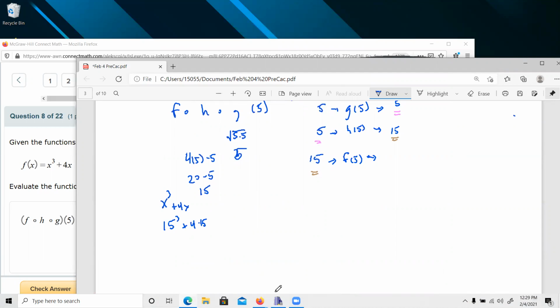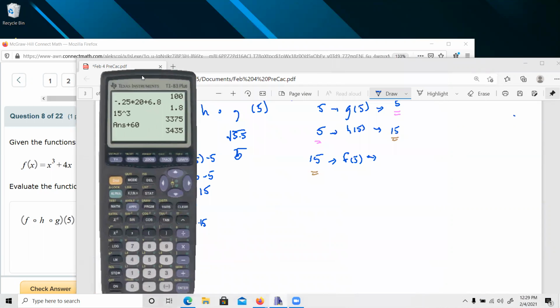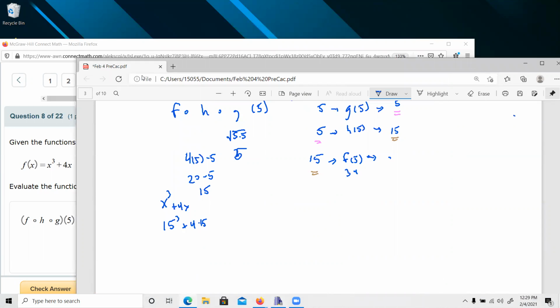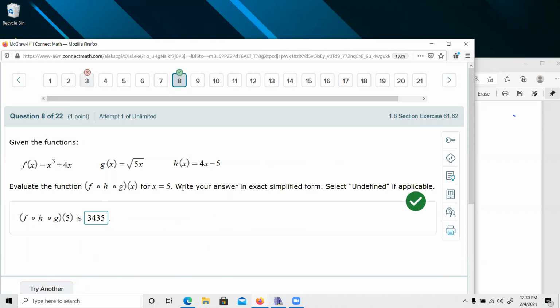All right, 15 cubed plus 60. I'm sure that'll be a delightful number. That was 15 cubed, my goodness. Why do they do this? All right, there we go, 34, 35. I don't want to point, I want that. 34, 35. All right, there we go. Hooray.